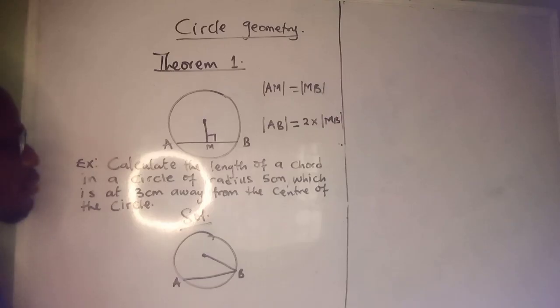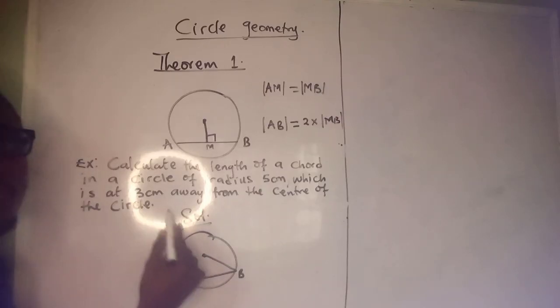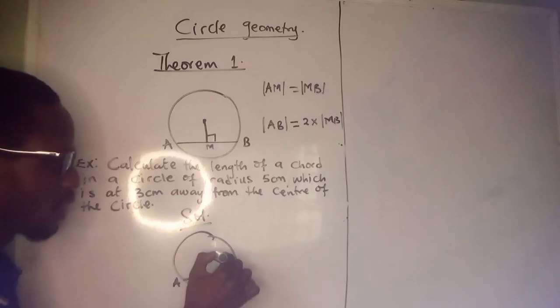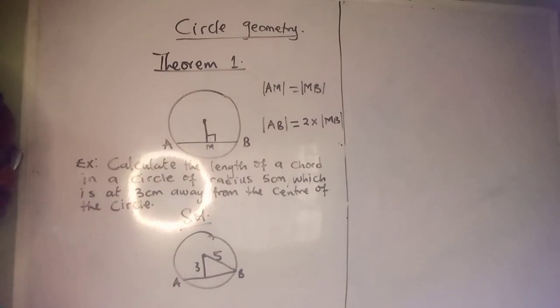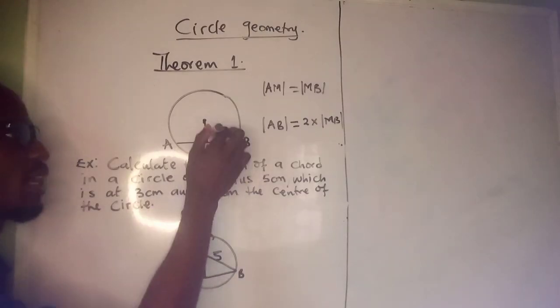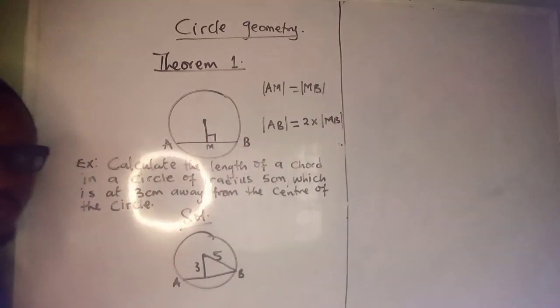And at the same time, we're told that the chord is at a distance of 3 centimeters away from the center of the circle. So bringing that down here, you have 3 centimeters here, and you have 5 centimeters here, which is the radius of the circle. We are looking at this, and we also know from this theorem that this line drawn from the center of the circle to bisect the chord is always at right angle.